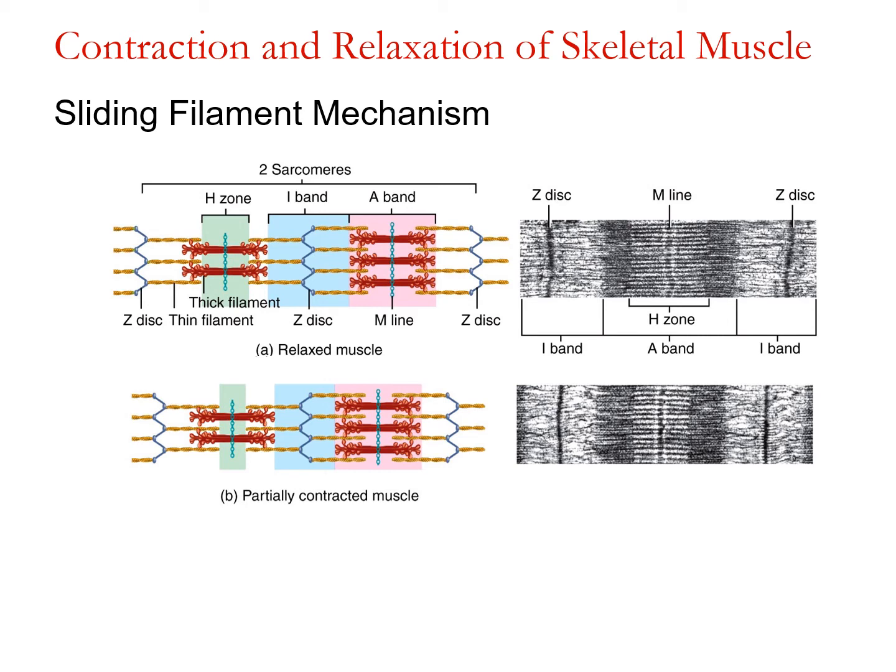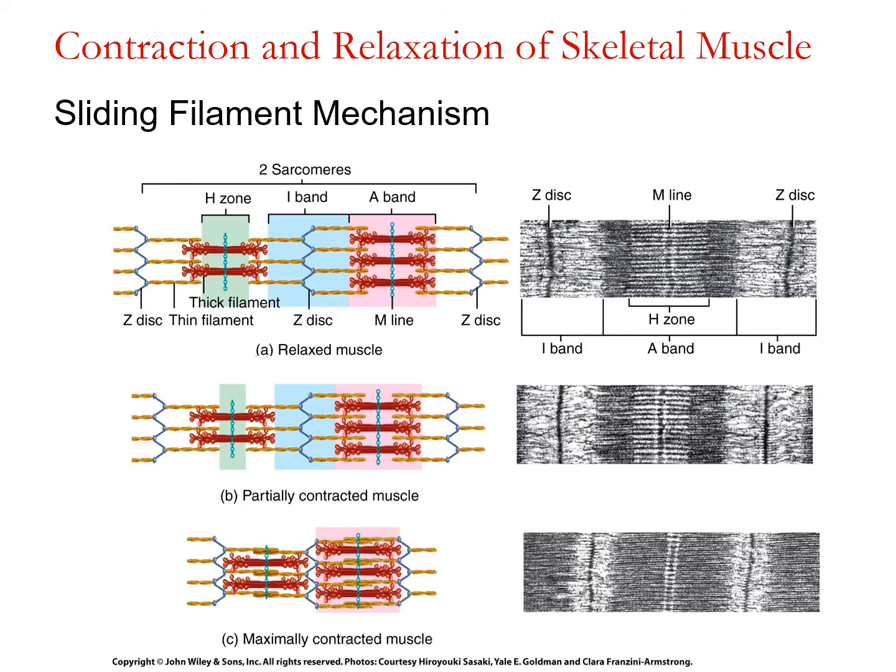However, the width of the A band does not change in size because those are the thick filaments. They are not actually moving. They are pulling the thin filaments towards the center of the sarcomere. The I band, on the other hand, is narrowing as the thin filaments increase their overlap with the thick filaments.